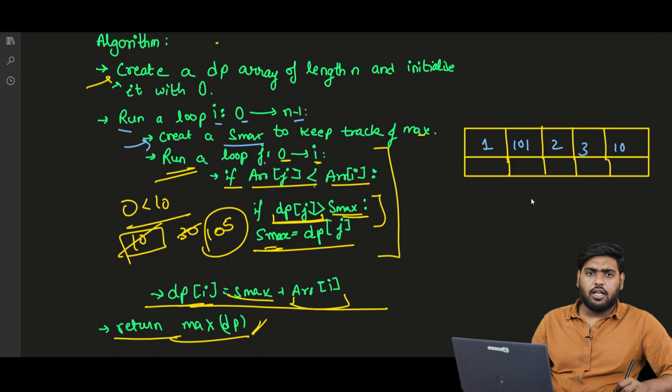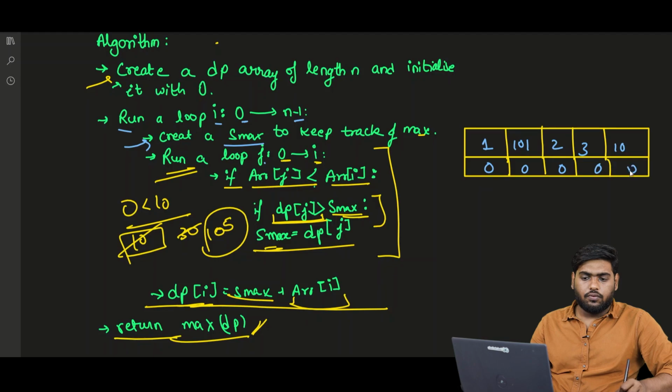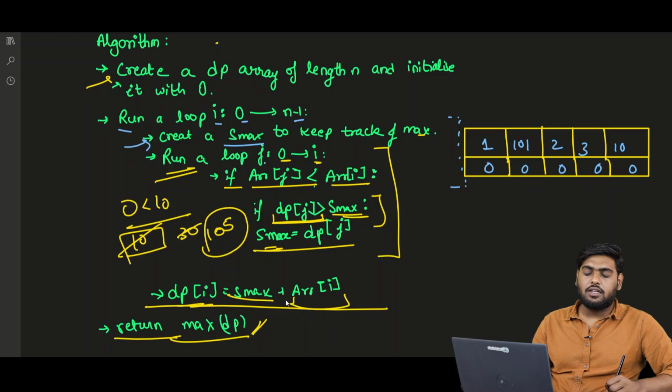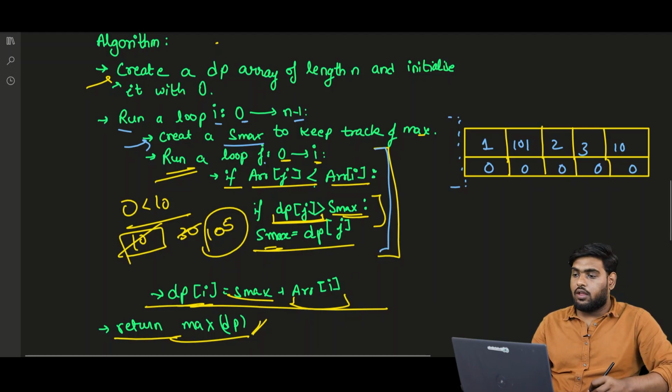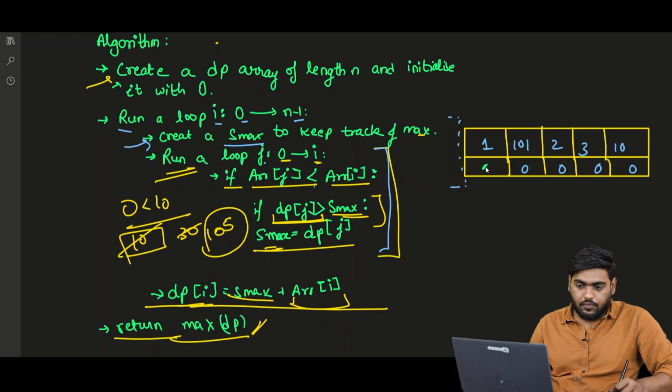So let's create the dp again. We have this and initially every value is 0, correct? What I'll do initially is I will be having j from 0 to I, that means this would not work. What I'll do is I will say dpi equals s max plus ARRI. S max is 0 because this loop has not run yet. That means my dpi will be my ARRI. My 0 will be updated with 1.